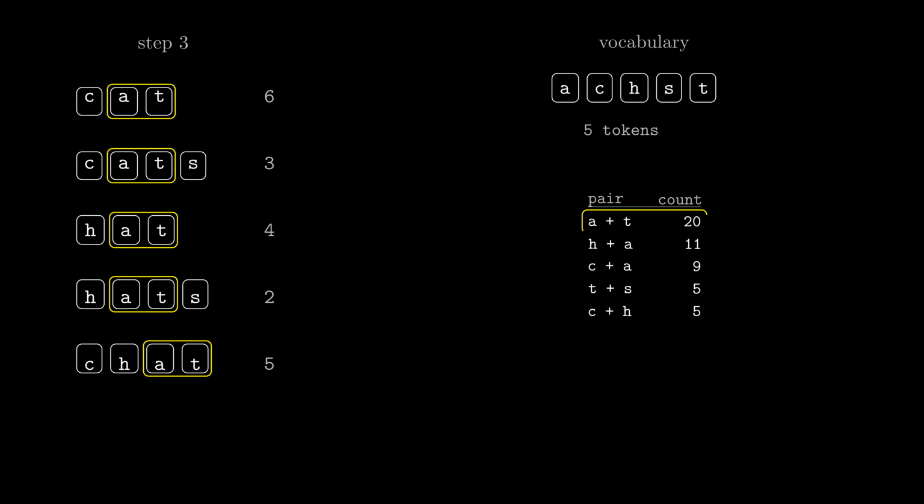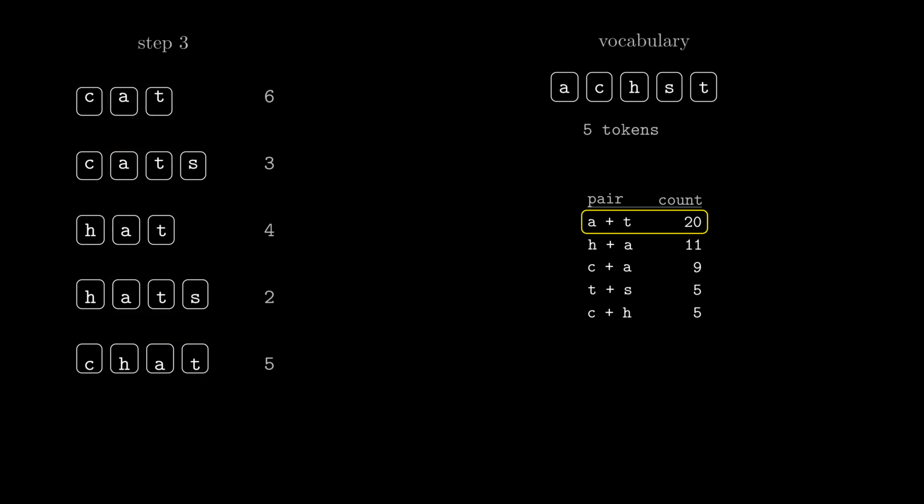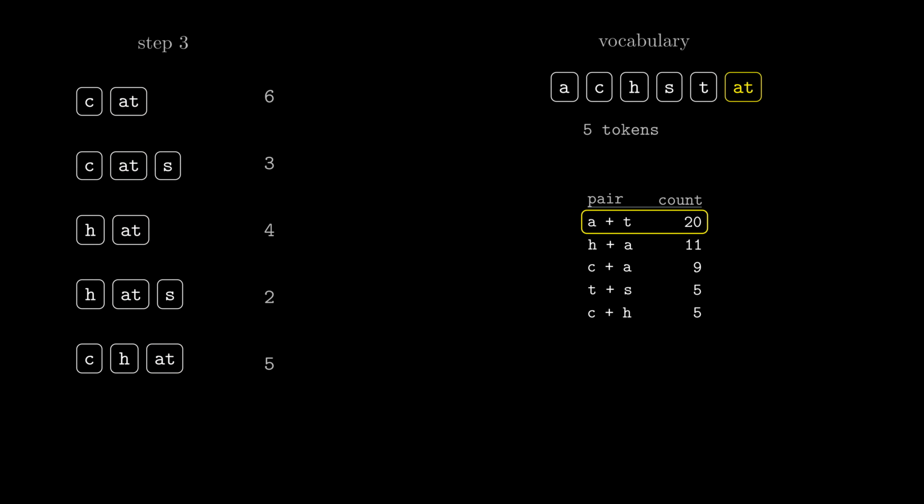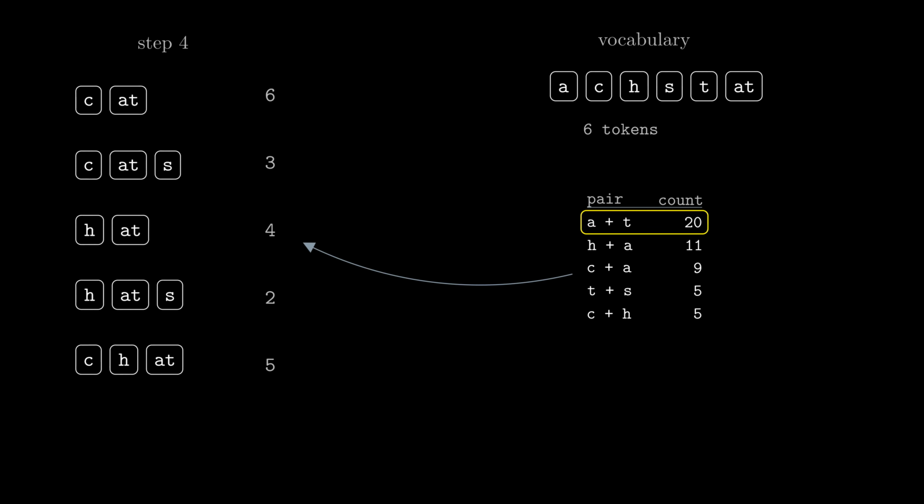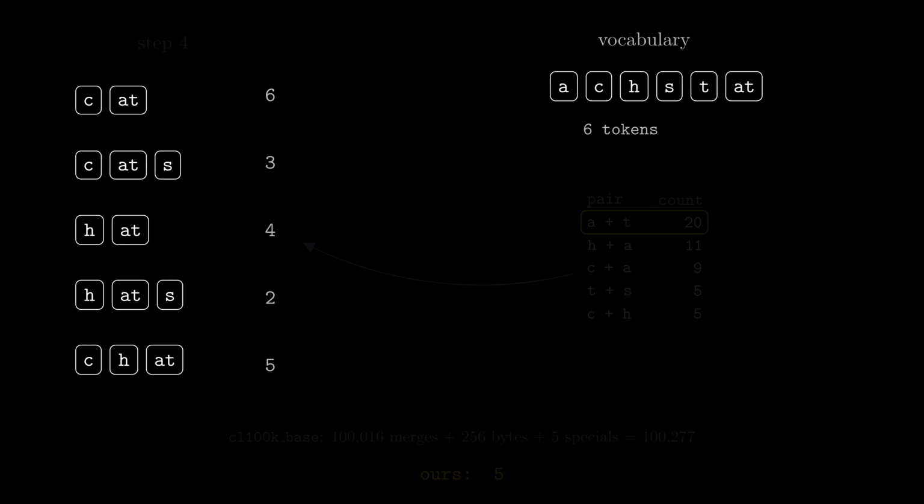Step 3. Take the winner, AT, and merge it everywhere. Every AT becomes one symbol, at. Add at to the vocabulary. 6 tokens now. Step 4. Go back to step 2. That's it. That's byte pair encoding. The only decision left is how many times to loop, and that number, the number of merges, is what sets the size of the vocabulary. GPT-4's vocabulary is 100,000 merges. Ours will be 5. Let's write it.